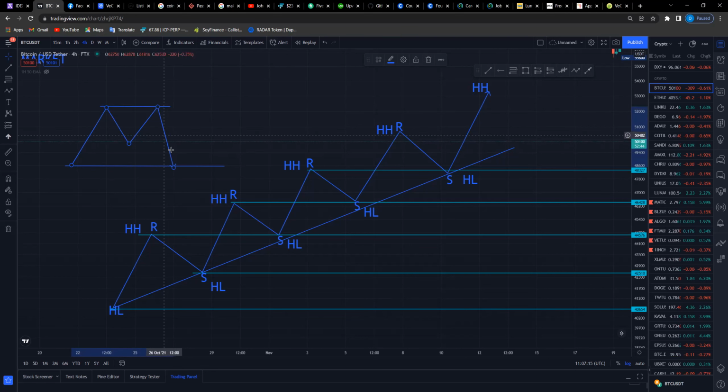Double resistance makes a double top, and double support makes a double bottom. So have that in mind. Once the price moves from this place and hits my resistance, I'm surely selling with my reversal pattern, my reversal method, the M pattern.